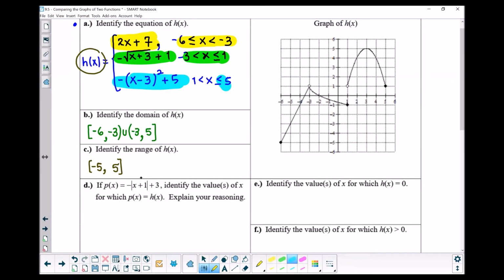So if we graph this absolute value, what we know is that it would normally be a V positioned at the origin, but that minus is going to make it go upside down. But then the +1 is going to make it shift to the left 1 unit, and the +3 is going to shift it up.